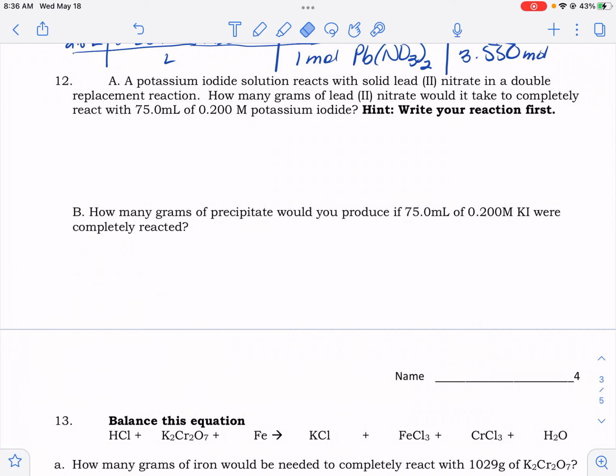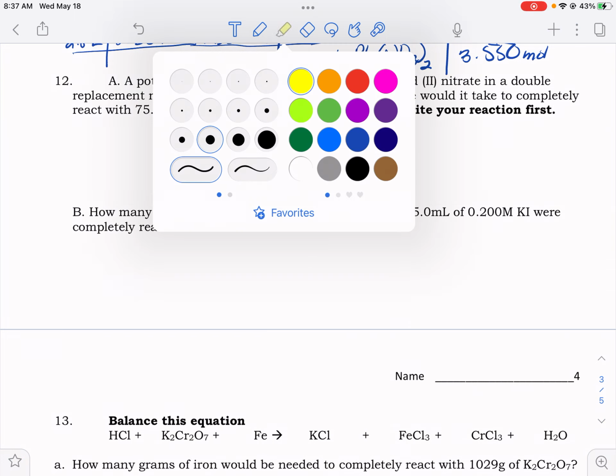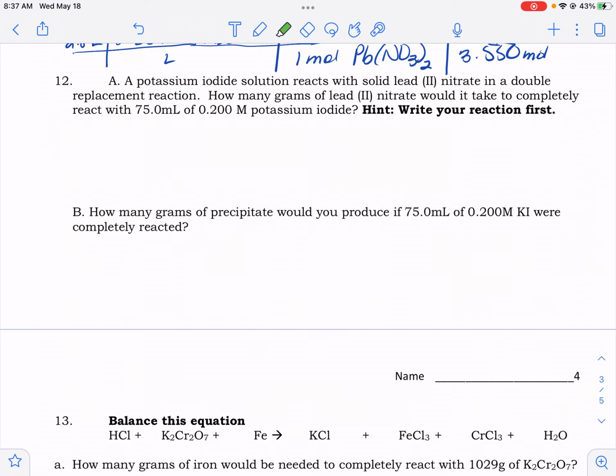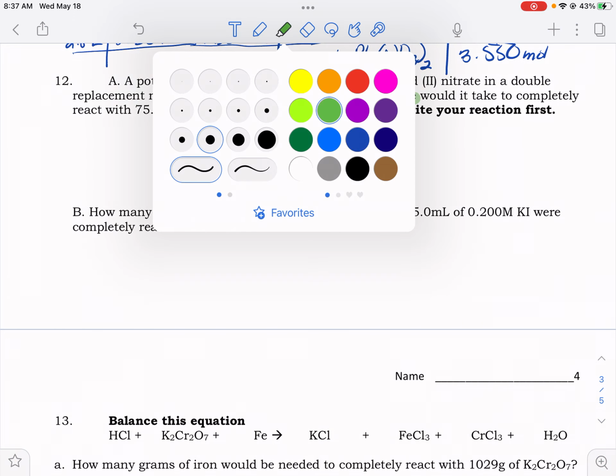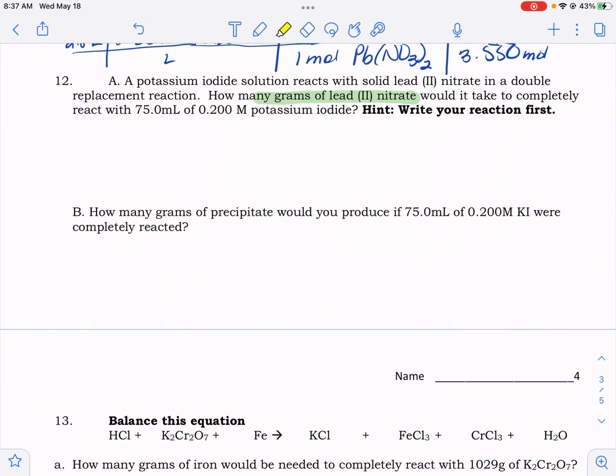Number 12, another titration. If we read through this, it's asking how many grams, that's our unknown, of lead nitrate. So we're going to solve for grams, not volume. But what information are we given? We're told that we have a volume and molarity of potassium iodide.